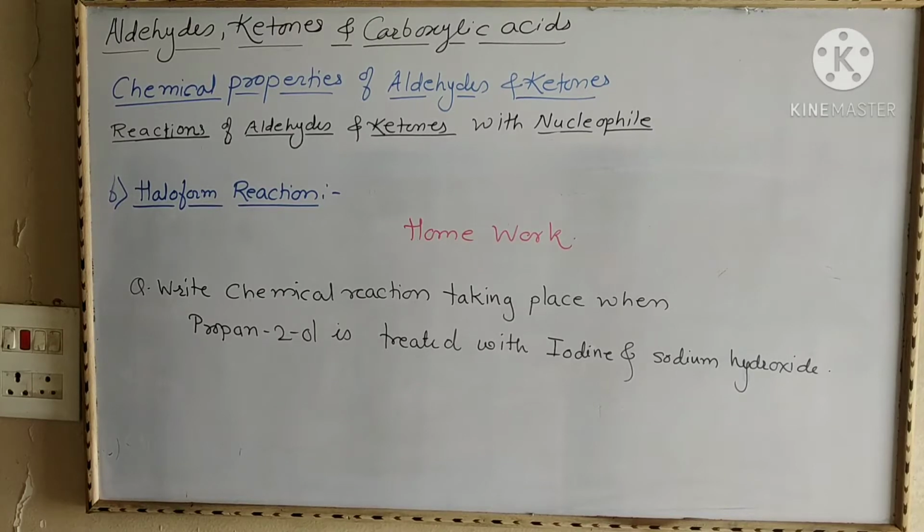Now homework for you. Write the chemical reaction taking place when propan-2-ol is treated with iodine and sodium hydroxide.